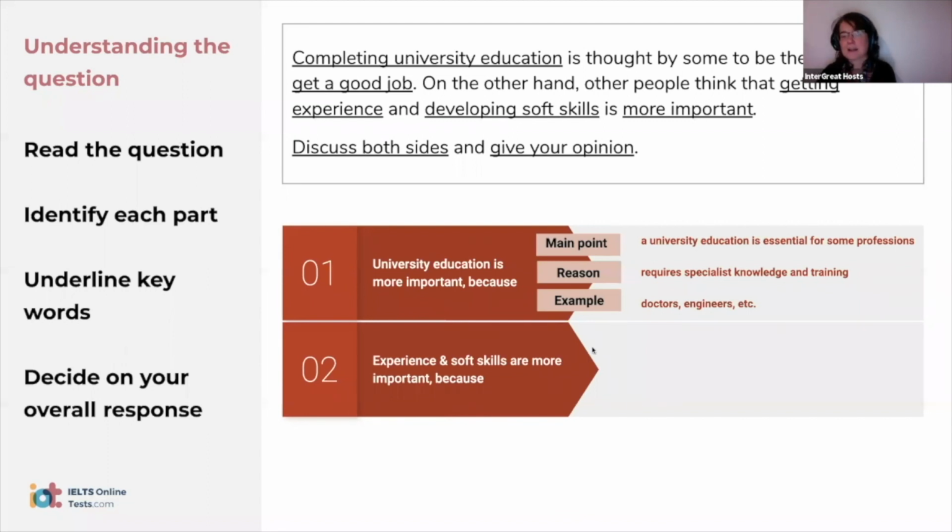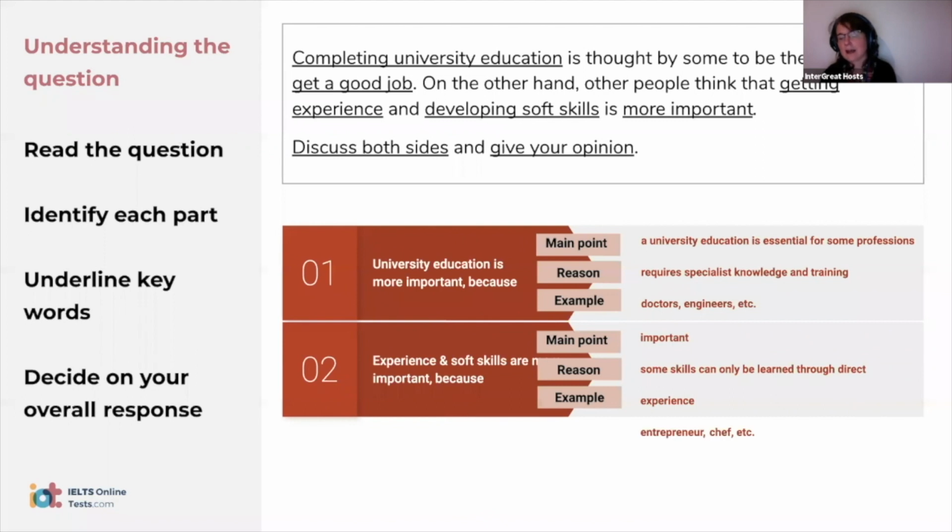Yes, Ruth, we'll come to that in the conclusion. Okay. Yes, so service jobs, you know, really you need to learn on the point. So in some ways, practical experience is going to be more important, direct experience. And then we give an example of some jobs where that is going to be the case.